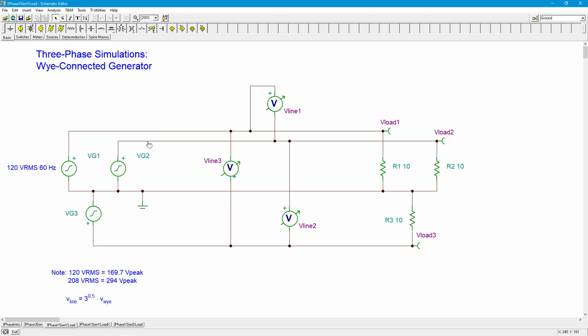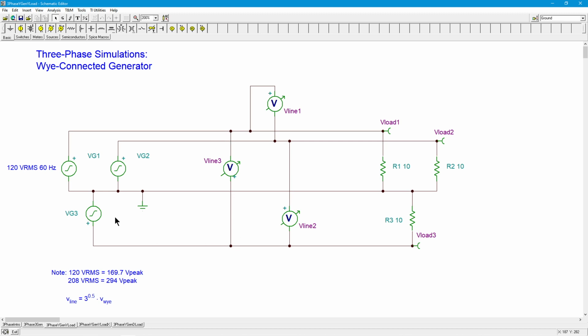So for VG2 to VG3, V line 2, it's going to be plus to minus, right? Plus on VG2, minus on VG3. And then finally, V line 3, right? We're going VG3 to VG1. So look, the plus goes down to VG3, and then the minus goes back to VG1.